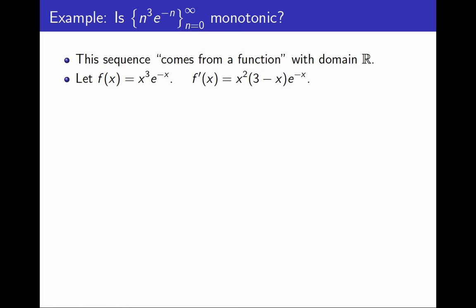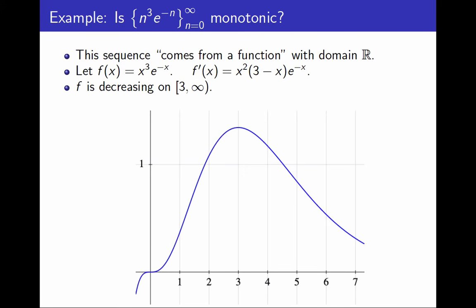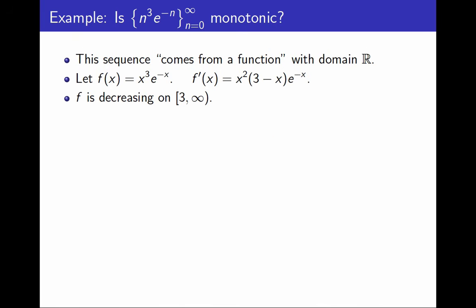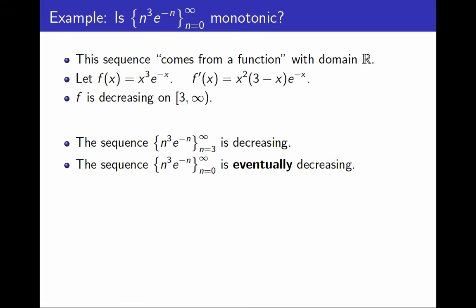The derivative is negative for all values of x greater than 3, therefore f is decreasing on the interval from 3 inclusive to infinity. This is what the graph looks like. What about the sequence? Well, the sequence is almost decreasing. The same sequence, but beginning at n equals 3 is decreasing. In this situation, I am going to say that the original sequence is eventually decreasing.